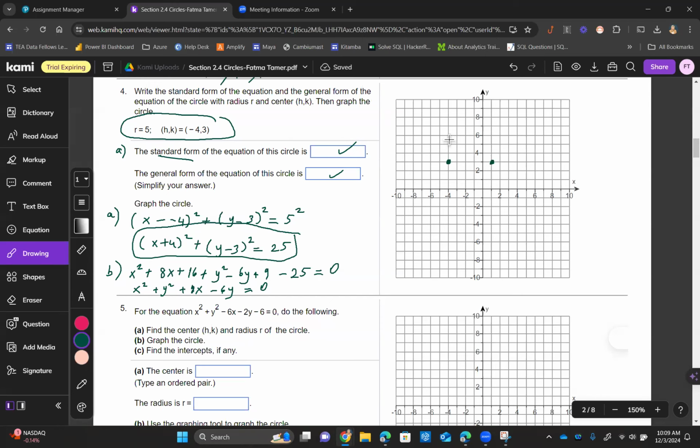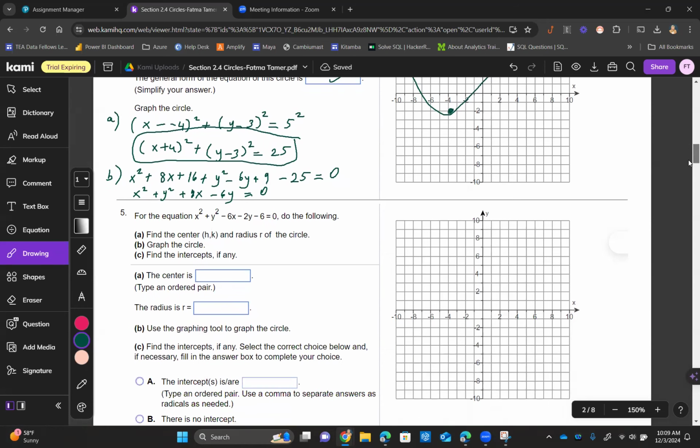And then 1, 2, 3, 4, 5, and so on for the remaining directions. And then we're just going to connect these dots, and this will be the graph of the circle.